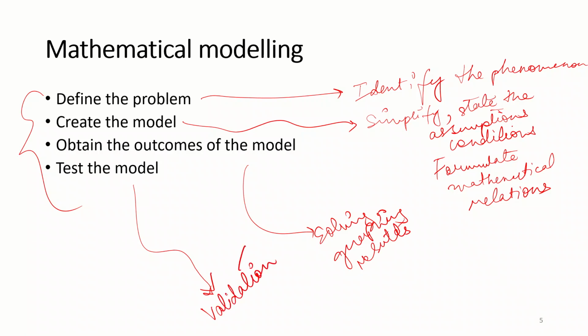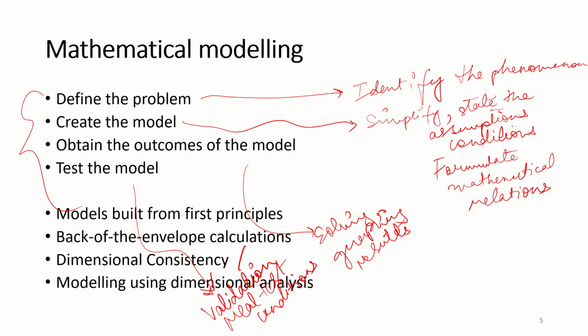So you will validate this model with the real test conditions. Basically, when you create a model, there are a lot of assumptions and conditions that may be only distantly related to the real test conditions. So there you will see the gap. If the gap is too much, then you need to redesign your assumptions or redesign your mathematical relations. That's what it is.